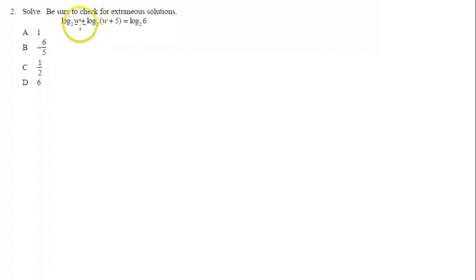Now I want to cancel out these logs, but I can't do that unless I have only a single log. So our first step is to be able to condense this into one single log. And remember, addition condenses to multiplication. So what I'm going to do is write this as a single log, log base 2. But instead of having this plus this, we're going to write it as w, the first one, times the second one, which is w plus 5. And now we have it condensed to a single log.